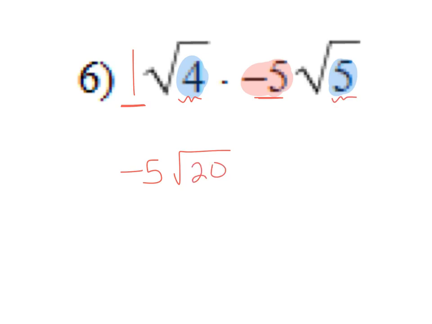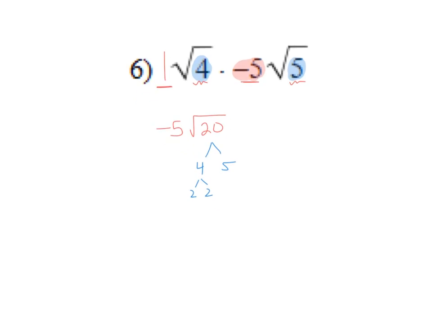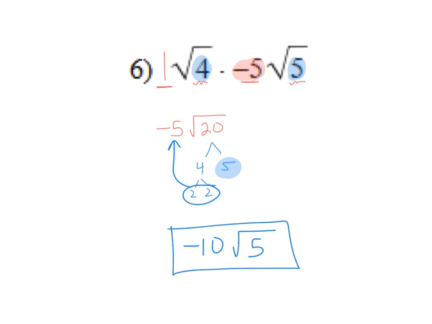Okay, now you still need to do breakdown, so I'm going to go to 4 and 5, and then 4 will go to 2 and 2, okay? So the 2's pair up and move out. So -5 times 2 is -10. And then since you have this little guy left over, we're going to have the square root of 5 left on the inside still. Okay, again, don't use the numbers that you're breaking down.